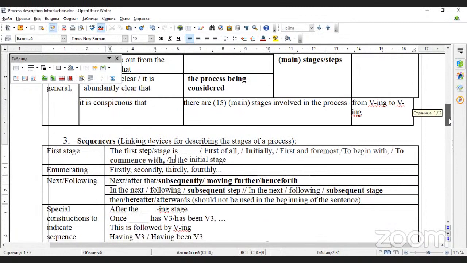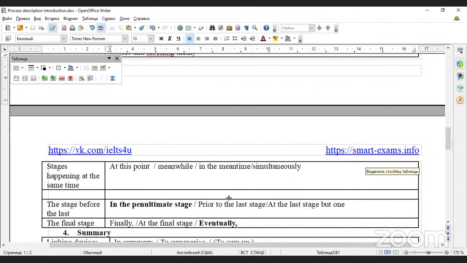Okay, so the words are in the penultimate stage, or you can also say prior to the last stage, or the last stage but one. And the word for the last stage is eventually. You can also say finally or in the last stage, not at. There's a mistake.